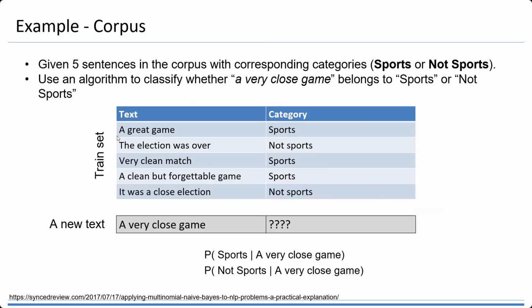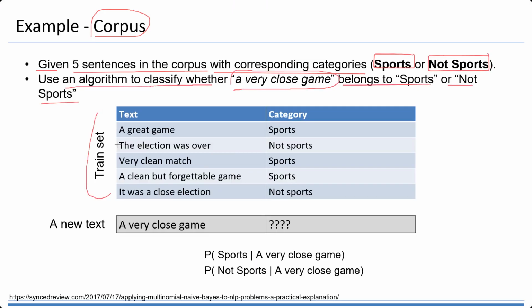Now let's see an example. We have a corpus. We usually say that a collection of text is a corpus. So given 5 sentences in the corpus with corresponding categories. Let's say the categories are whether the sentence is in the category of sports or not sports. So you need to use an algorithm to classify whether a new text, a very close game, belongs to sports or not sports.